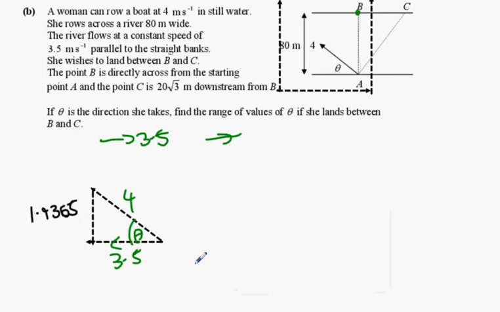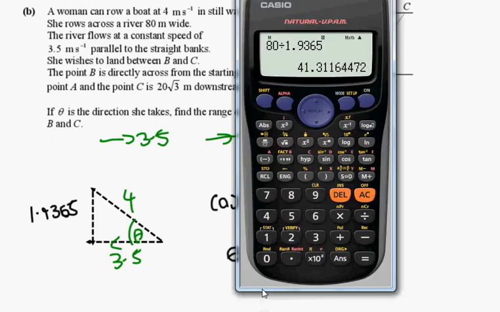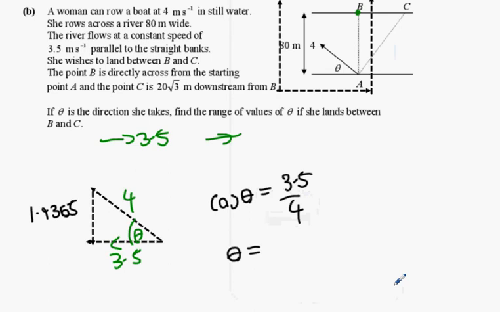How do I get that angle? The two green lines are the ones I got originally. So how do I work that? Cos theta equals 3.5 over 4. Theta therefore equals what, guys? Cos inverse 3.5 divided by 4, and what we get is 28.96. Okay, so 28.96. I've figured out what angle she needs to take to go directly across.